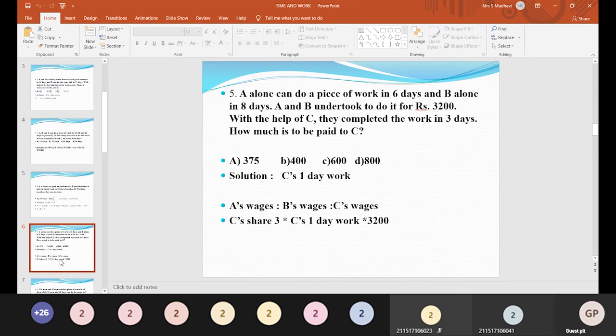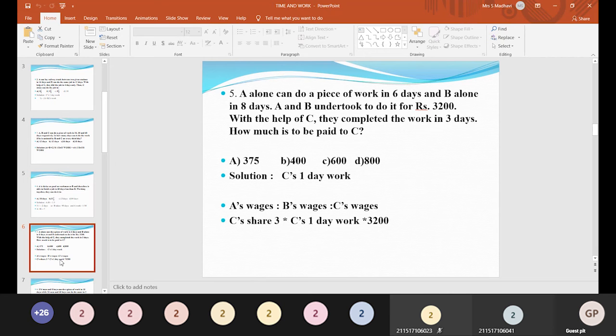See here, the hint is we need to calculate C's 1 day's work and multiply with C's share into 3,200. Here C's 1 day's work is 1 by 3 minus A's 1 day's work plus B's 1 day's work. A's 1 day's work: in the question, the first statement says A can do it in 6 days, and second, B can do it in 8 days. So here A's 1 day's work is 1 by 6. B's 1 day's work is 1 by 8.